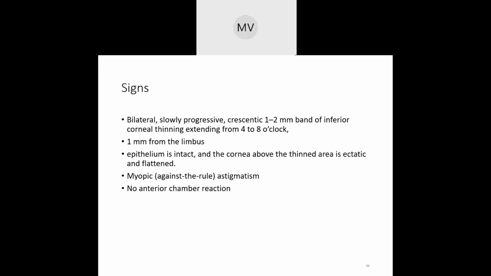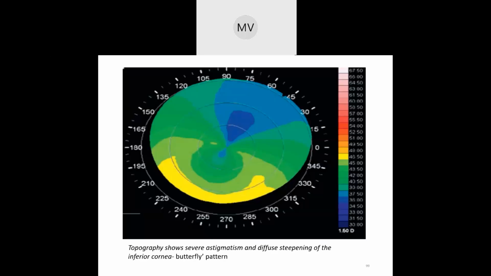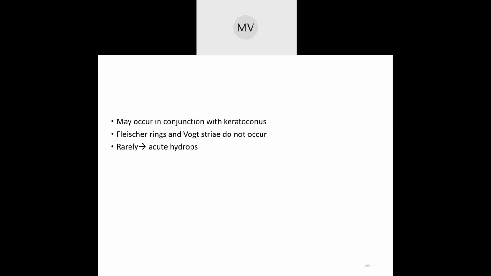Myopic against-the-rule astigmatism can be observed in this scenario. No anterior chamber reaction can be observed. So with diffuse astigmatism over here too, we will be able to see the lobster claw pattern, which indicates PMD. It may occur in conjunction with keratoconus. Fleischer's ring and Vogt's striae do not occur. Rarely, acute hydrops can be seen.